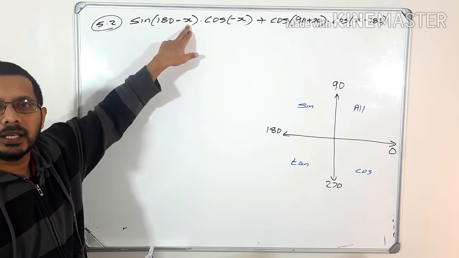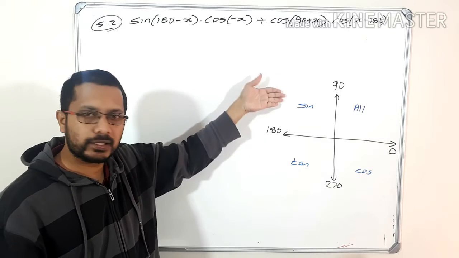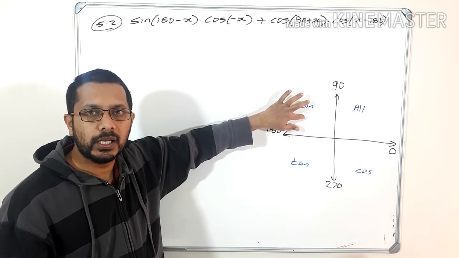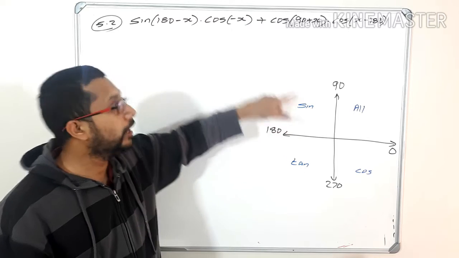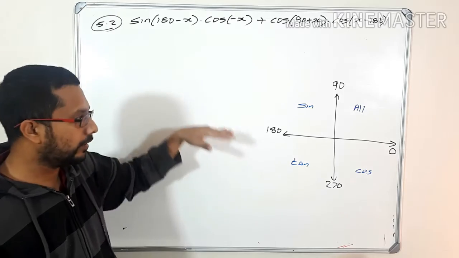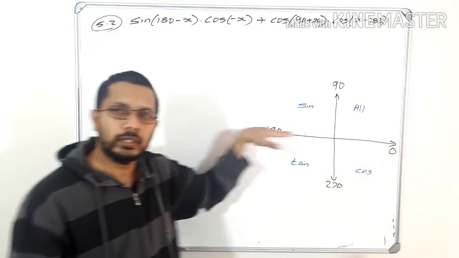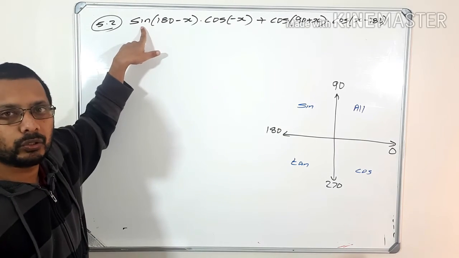180 minus x means which quadrant? 180 minus, that means second quadrant. In the second quadrant, what is positive? Sine is positive. Here what? That is sine, so it is positive. And if it is based on the horizontal line, there is no change in the trigonometry.